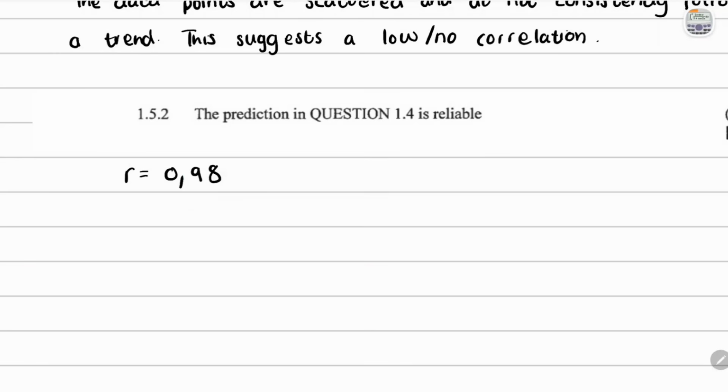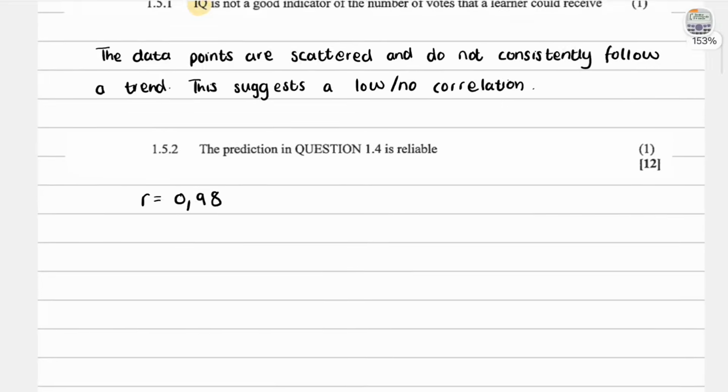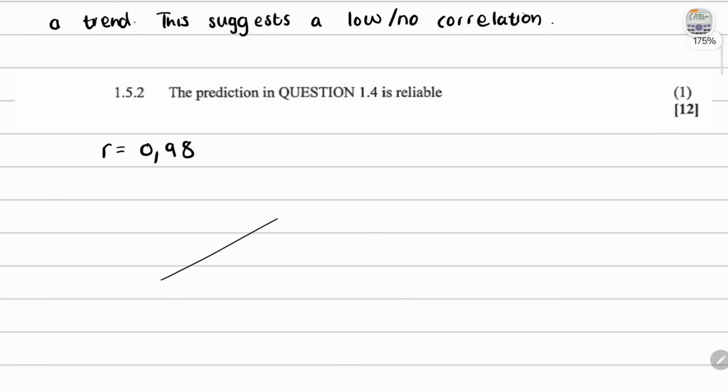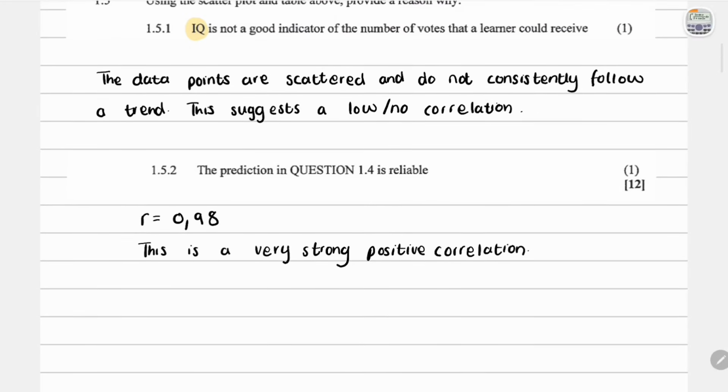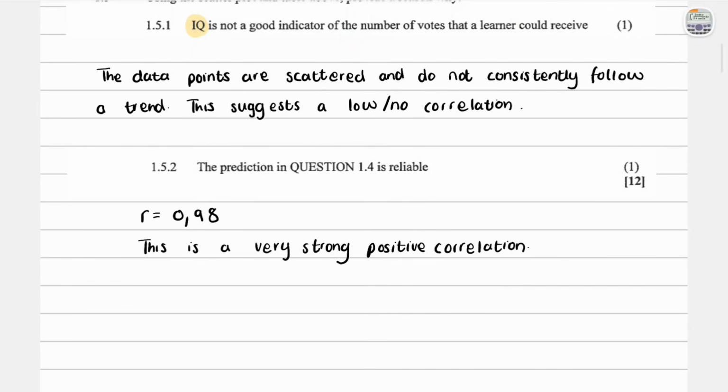Okay, so this is why it is reliable. So we can conclude that 0.98 is a very strong correlation. You don't really need to include that it's positive. You can. The positive just tells you the direction of your data, whether it's increasing or decreasing. Okay, this is a very strong positive correlation, and that is it for this question.